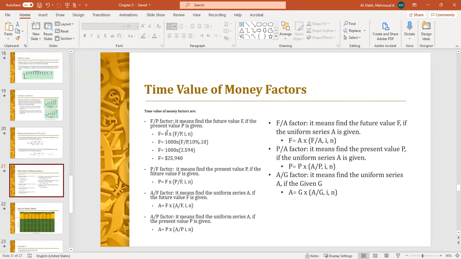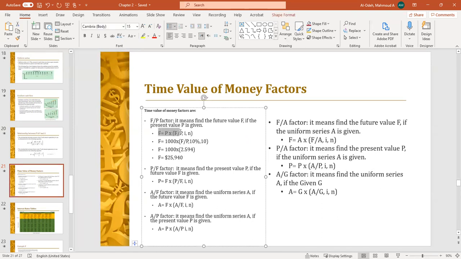So we write it this way: a future value equal to P times this factor. This is a factor, not an equation, which means find F if P is given, for the interest rate i and the number of years. So if we have a present value of $1,000, F over P, this is what we're going to look into in the tables, and 10% is the rate and the number of years is 10.